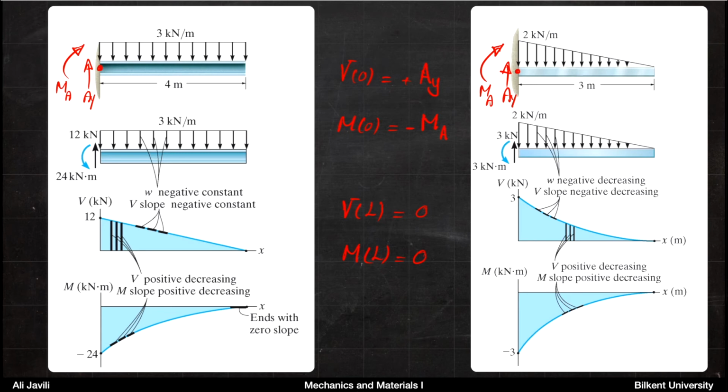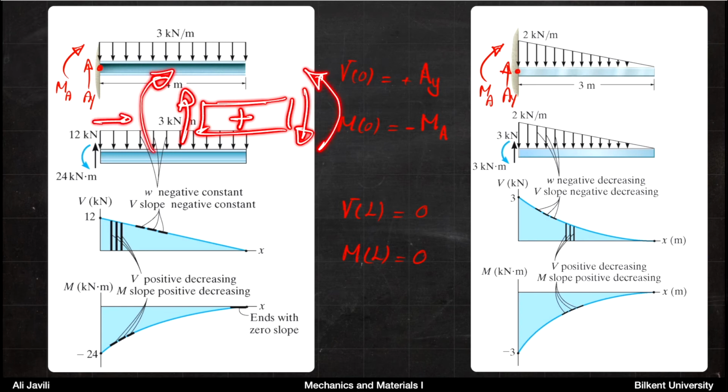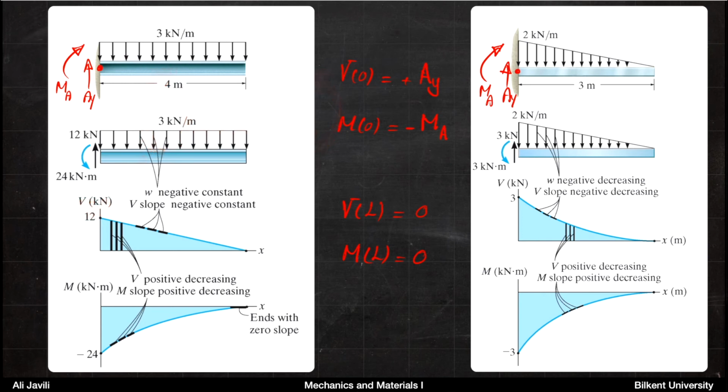Now remember, again, our plus convention is this. So basically, on the left hand side, having a moment 24 kilonewton meter counterclockwise, it eventually means minus 24 when you want to draw the moment diagram.